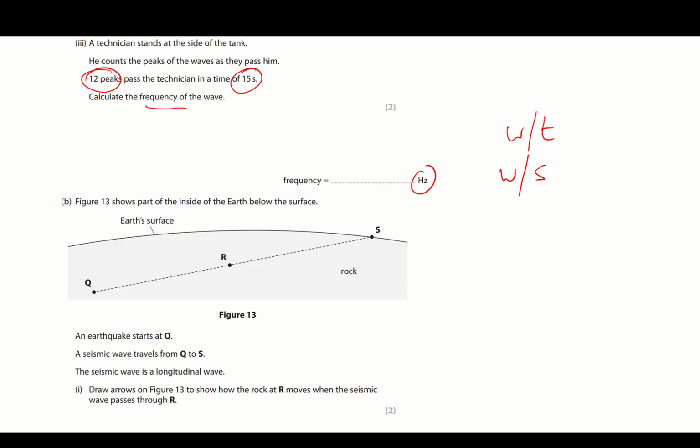Well, we've got the number of waves, 12. We've got the time, 15. So we just divide those two. So frequency is the number of waves divided by the time. 12 divided by 15 equals 0.8. But please do not be tricked into doing your foxes stab wolves. You don't need it. All right, it's that basic: waves divided by time.